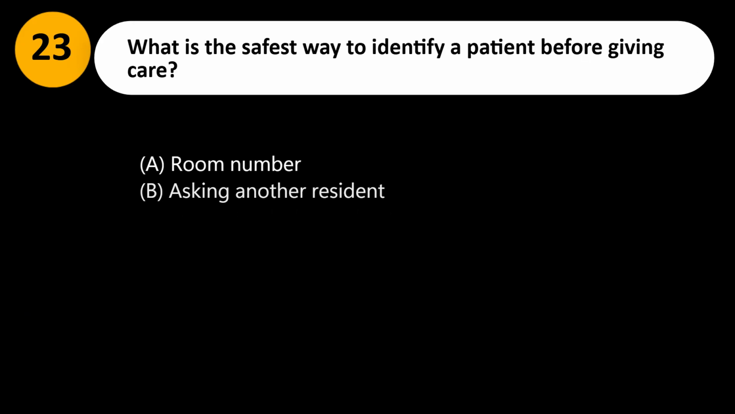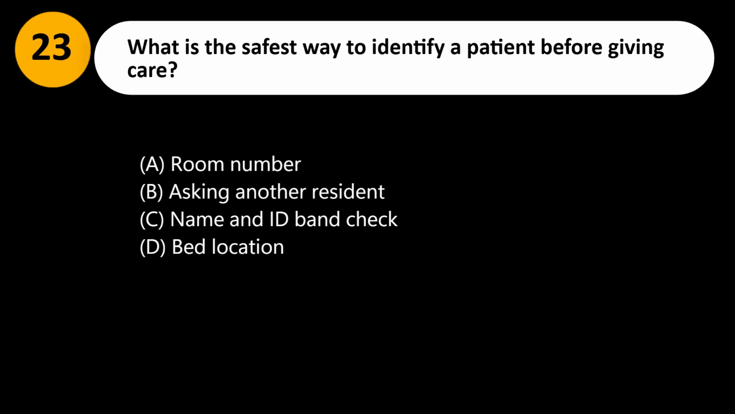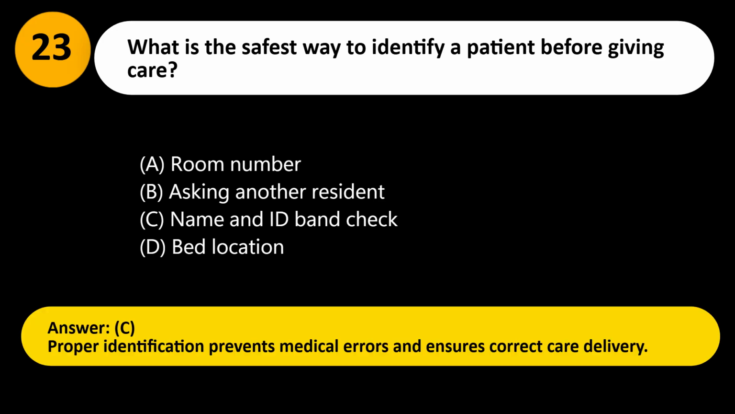What is the safest way to identify a patient before giving care? A. Room number. B. Asking another resident. C. Name and ID band check. D. Bed location. Answer: C. Proper identification prevents medical errors and ensures correct care delivery.